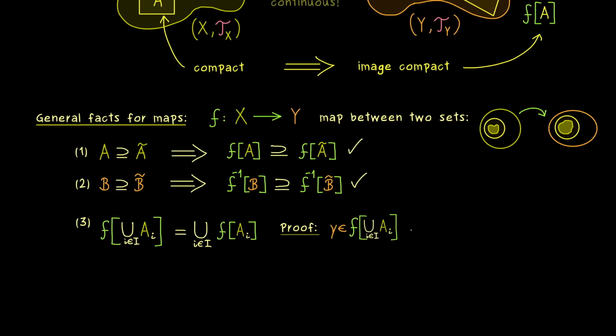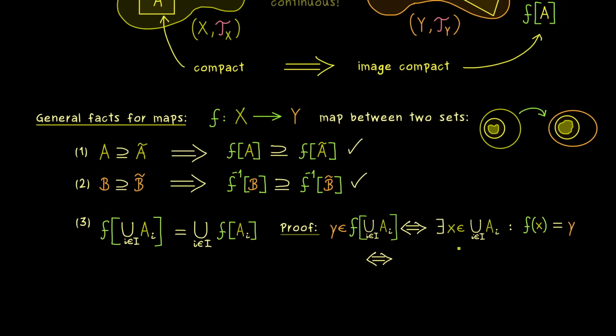So y is an element in the image of the union, which means we can use the definition of the image. And this is quite simple, it just tells us that there exists a point x that is mapped to y. So we have an element x in the union with the property that f of x is equal to y. So this is the definition of the image, and now we can use the definition of the union.